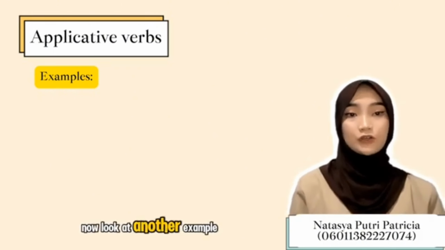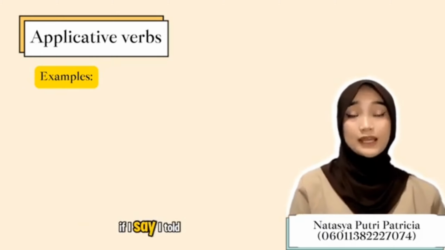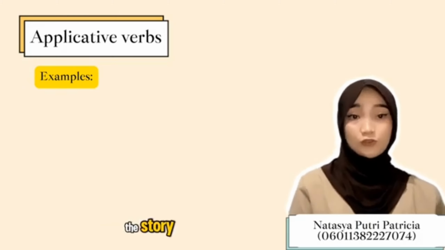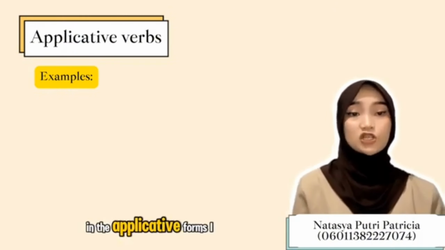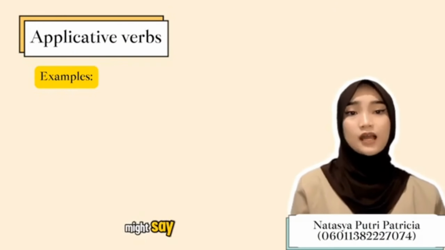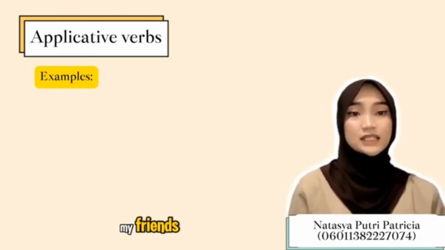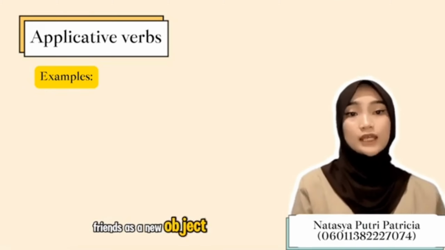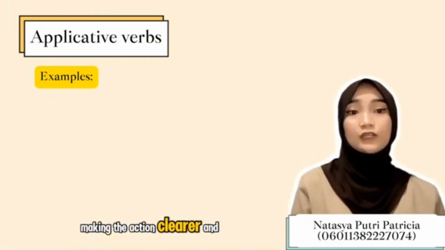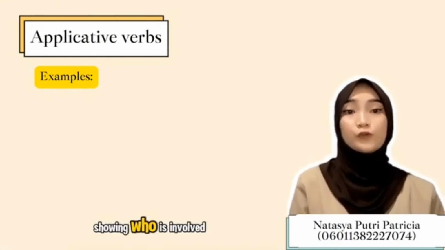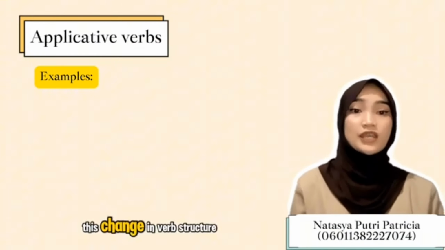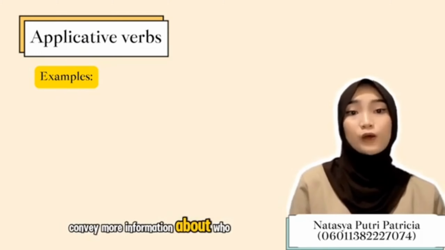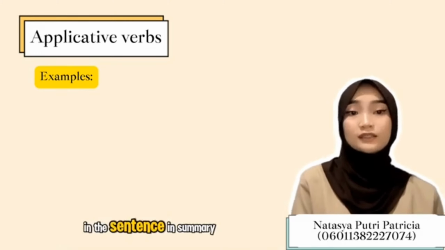Now, look at another example. If I say, I told a story, we have just one object, the story. In the applicative form, I might say, I told a story to my friends. Now, I have added my friends as a new object, making the action clearer and showing who is involved. This change in verb structure helps to convey more information about who is doing what in the sentence.